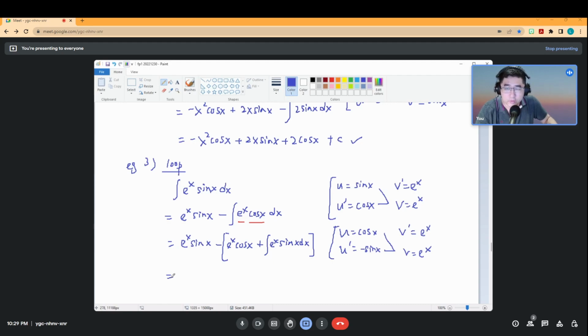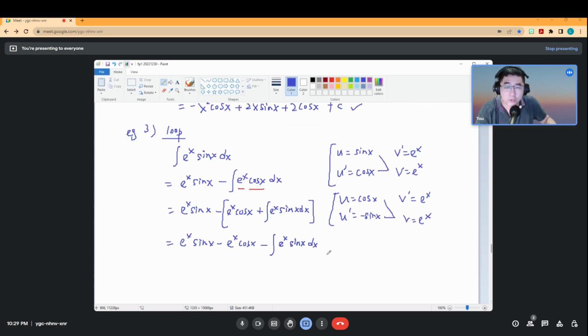Let's see what we get. e^x sin x minus e^x cos x minus the integral of e^x sin x again. You'll see there is a loop. It goes back to the same thing. But one good thing about this loop is that this and this are the same. Therefore, I can combine them together.